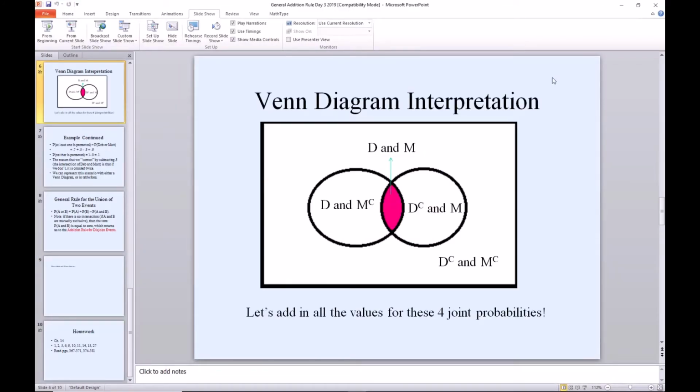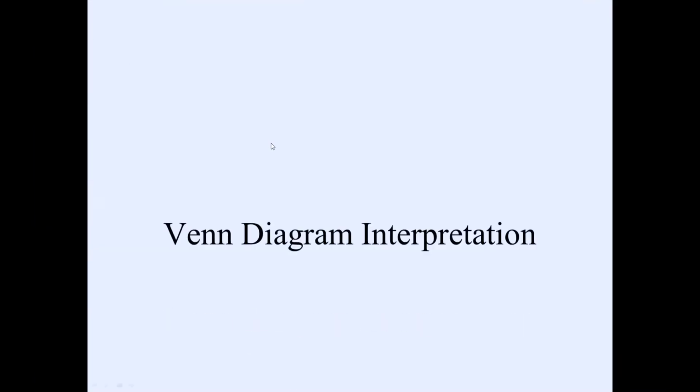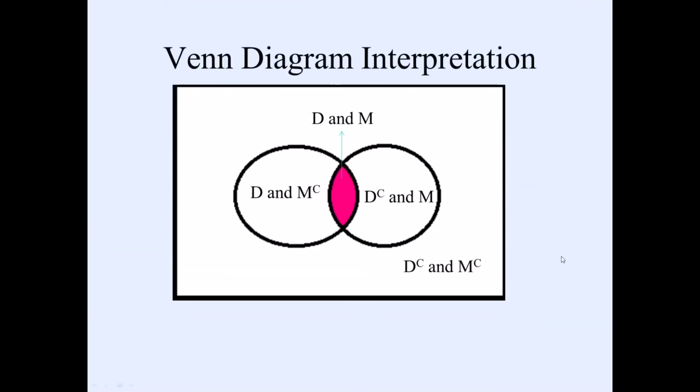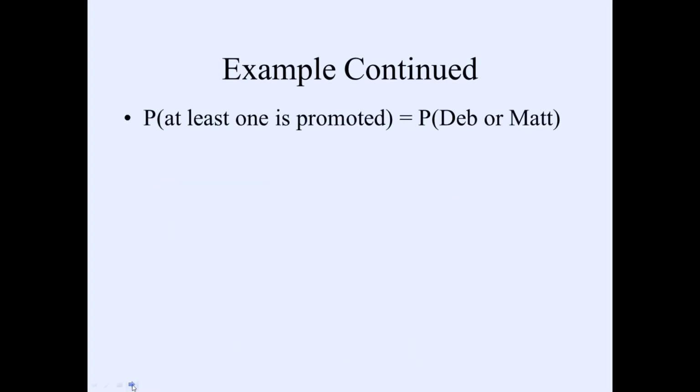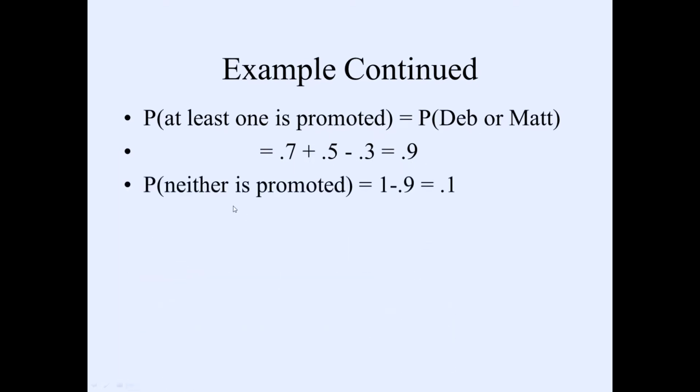All right, so we did all of this. We figured out all of the probabilities, and so we're good for that. We did the joint probabilities, so let's see what's next. All right, so here's how we just would do it mathematically with the formula. So we're looking for the probability of Deb or Matt. That's going to be the probability of Deb plus the probability of Matt minus the probability of both. And now we're below 1. So now it should make sense. The probability that neither is promoted is 1 minus the probability that Deb or Matt is promoted. And that's going to be the 0.1 that we came up with.